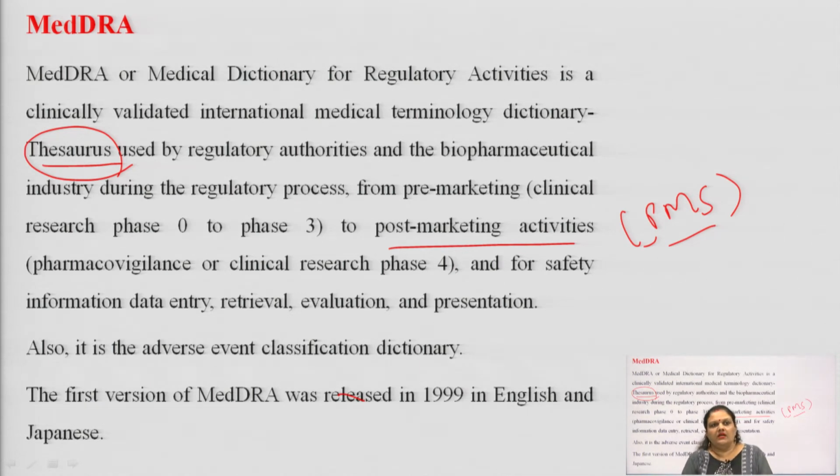Okay. MedDRA also gives you a detailed idea about the adverse event, not only about the adverse drug reaction ADR, it also gives you an idea about the ADE, the adverse drug events, for the detailed classification of different types of dictionary, which includes the taxonomical classification of drugs along with their diseases. Okay. The first version of MedDRA was released in the year 1999 in English and Japanese languages.